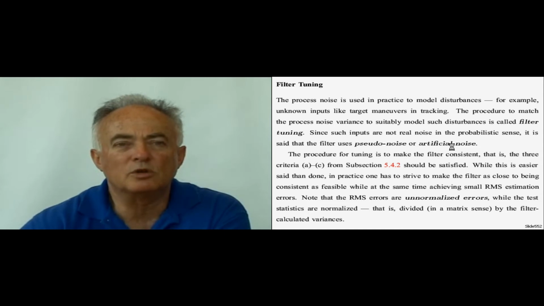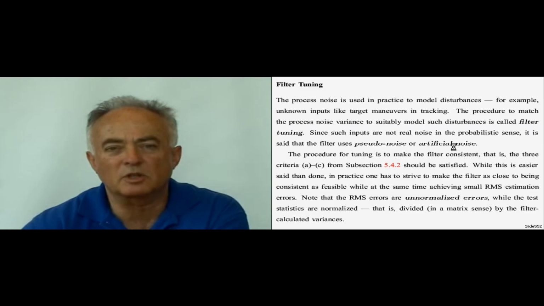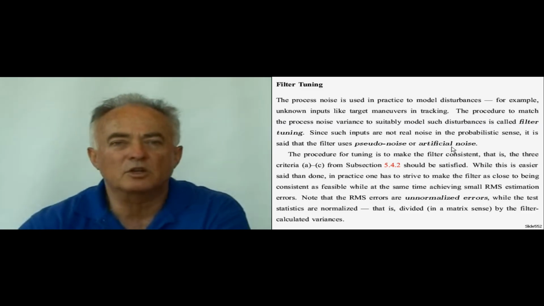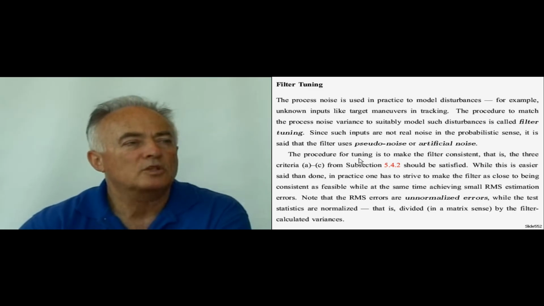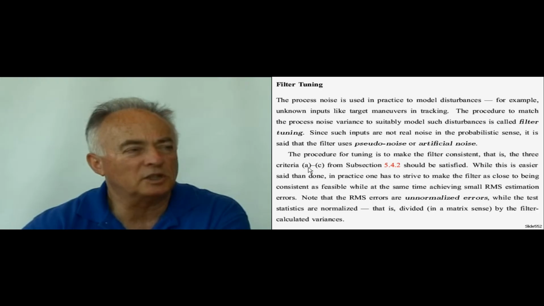Because we need white noise, we model it as white noise. That's what the filter needs. Obviously, if it is very different from white noise, you can model it as the output of a subsystem driven by white noise. So those unknown inputs can be modeled as correlated noise as well. So the procedure for tuning is to make the filter consistent. Namely, the three criteria, A, B, and C, should be satisfied. Obviously, this is easier said than done.